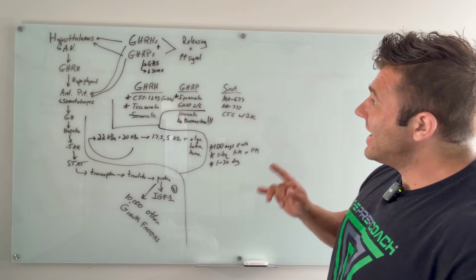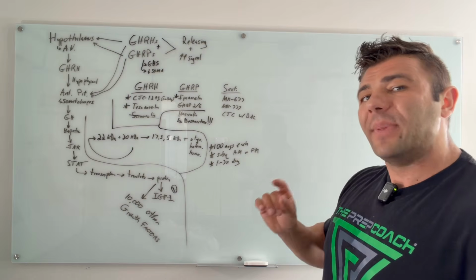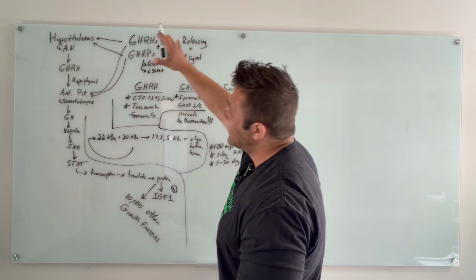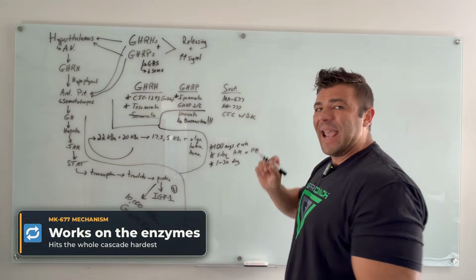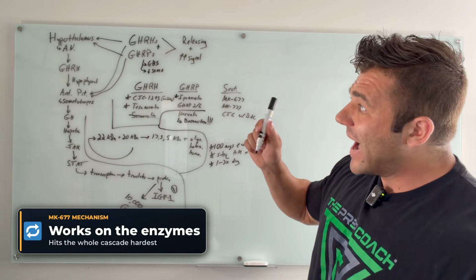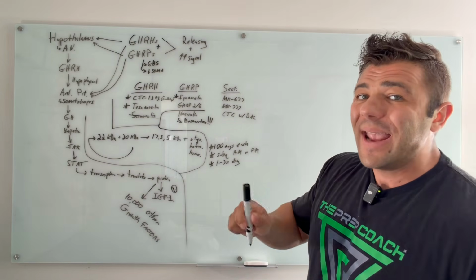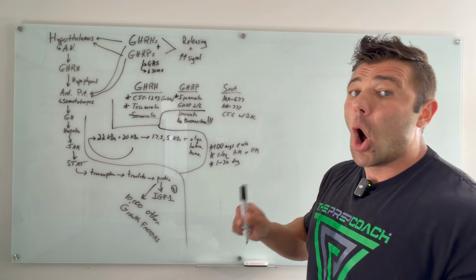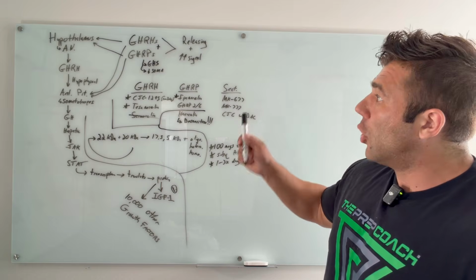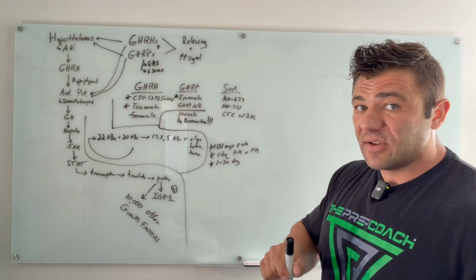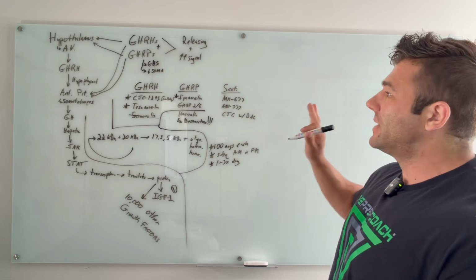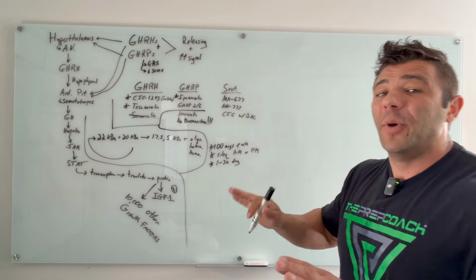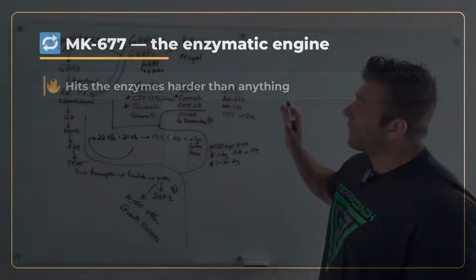MK-677 is the one where it's acting more like a secretagogue, but this is happening from an enzymatic player. So MK is working on this entire cascade, but it's hitting the enzymes involved in the hypophyseal portal system, in the anterior pituitary and the somatotropes, and in the arcuate nucleus of the hypothalamus harder than any other growth hormone releasing hormone or peptide does. Because of that, if we had to pick one ultimate, I hate saying mass builder, that sounds so lame, if we had to pick one ultimate muscle building compound though, that's why MK is preferred for all of these.